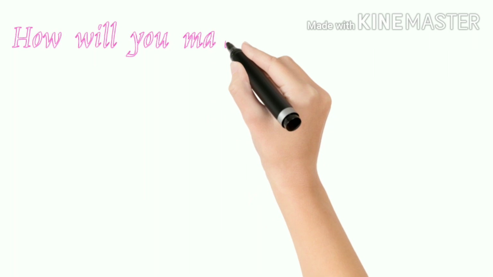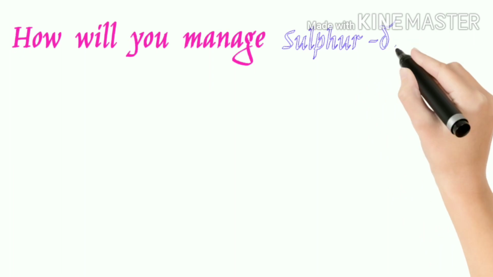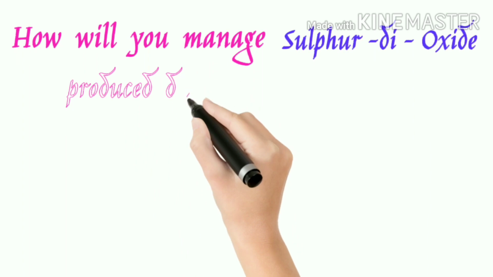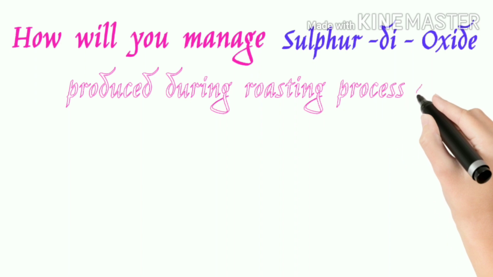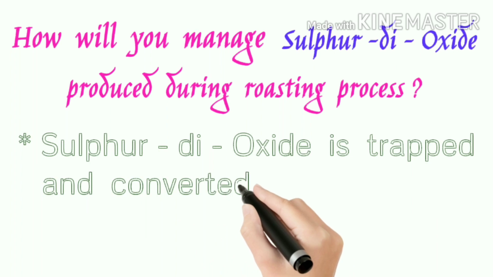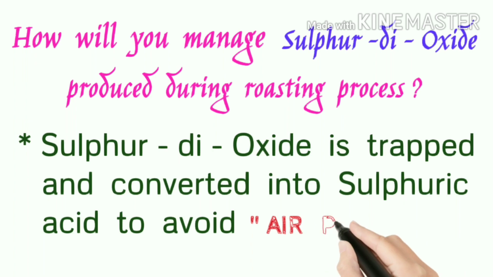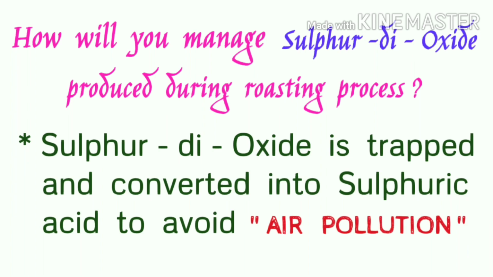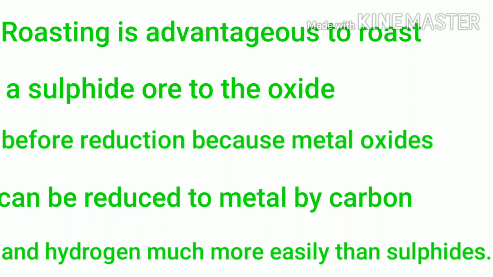Now the point we have to think about is, how will you manage the release of sulfur dioxide when the impurities, or else the ores, are converted into the metal oxide? How will you manage the sulfur dioxide? Because the sulfur dioxide that comes out during the roasting process is very harmful to the environment. So in metallurgical factories, they trap this byproduct, sulfur dioxide, when it comes out during roasting, and convert it into sulfuric acid, to avoid air pollution. So we also have to concentrate on that.